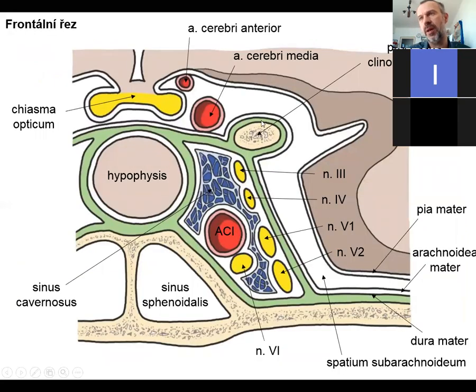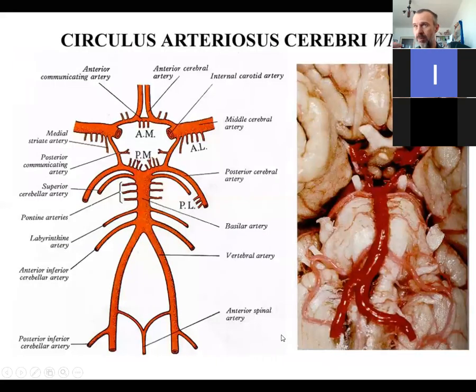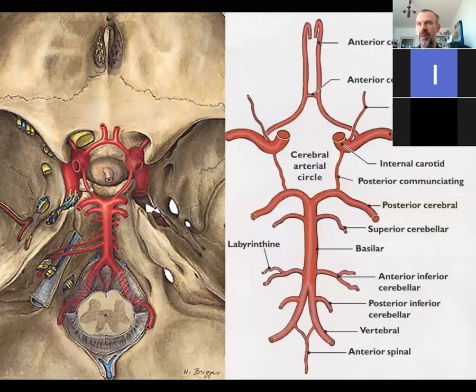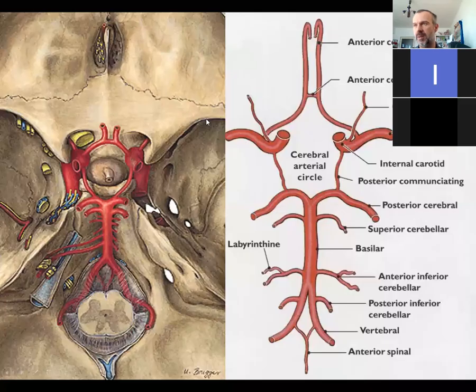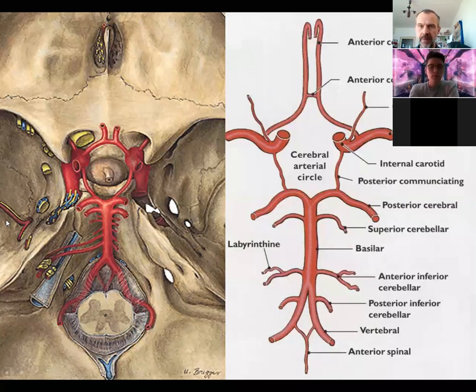Before that, don't forget about this figure, the figure of the carotid sinus with the internal carotid artery. This is one of the figures you have to know how to draw. And now let's look at the circle. The circle we can see either here or here. Maybe this is the nicest figure.